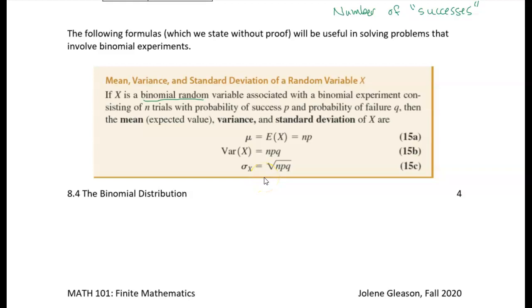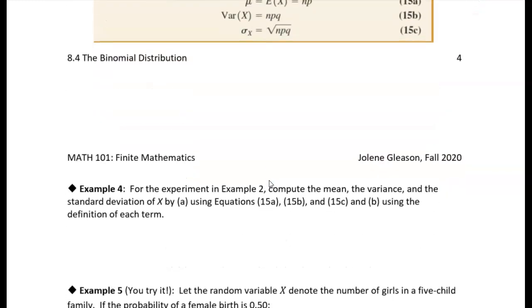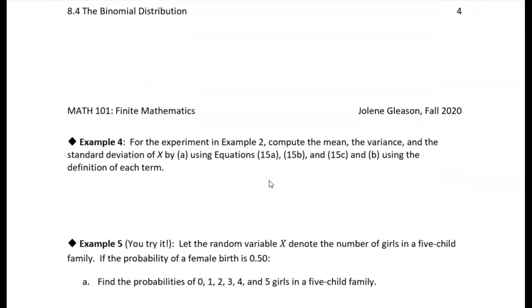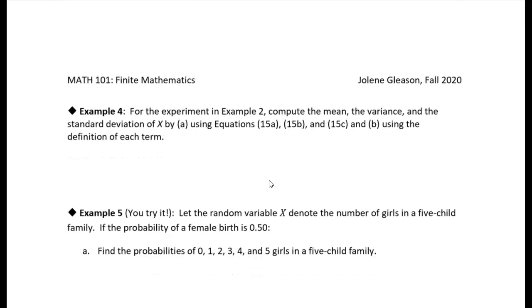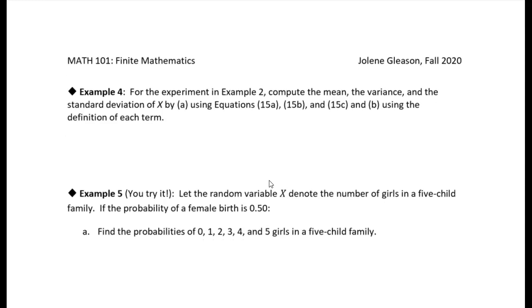In example 4, we're going to take a look back at example 2 and calculate the mean, the variance, and the standard deviation using those formulas. So if we look back at example 2, that was the one where we were rolling the die 3 times, and we were interested in the number of times it comes up heads.